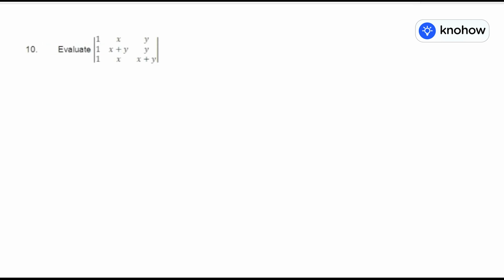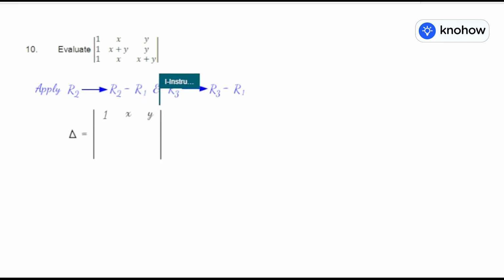Evaluate the determinant. This is very simple because if you look at it carefully, in column 1 already it is 1, 1, 1. And what do you do in such a situation? We can replace R2 by R2 minus R1, as well as R3 you replace by R3 minus R1. What do you get? The determinant will be equal to, that means we are keeping row 1 the same, 1, x, y, in second row you get 0, y, 0, and in the third row you get 0, 0, x.